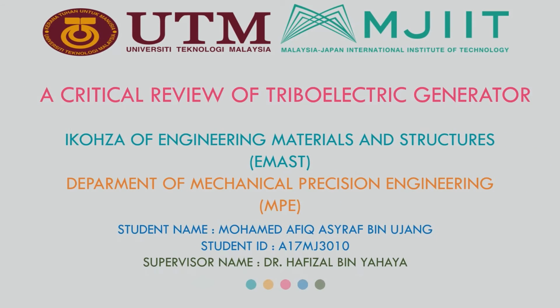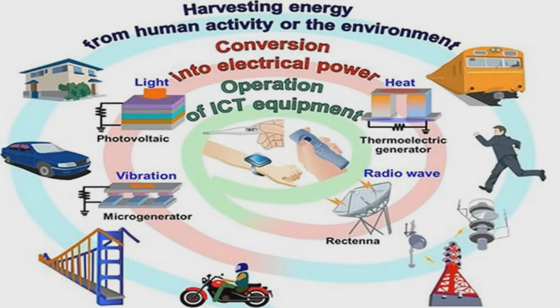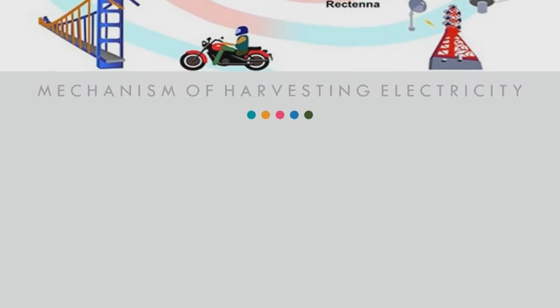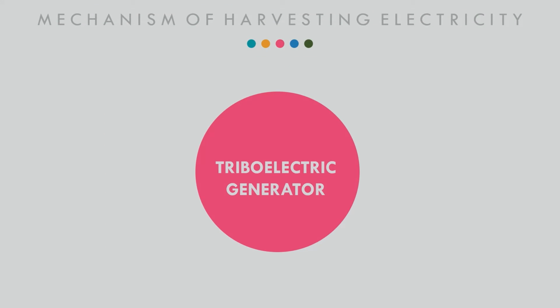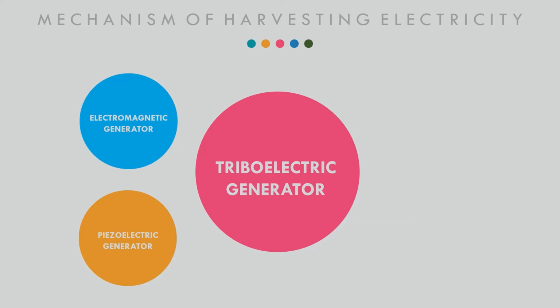There are many ways of harvesting environment energy, such as solar cells and thermoelectric generators. Other than that, mechanical energy can also be extracted and converted into electricity. Three different mechanisms use mechanical energy to convert to electricity: the triboelectric generator, the electromagnetic generator, and the piezoelectric generator.